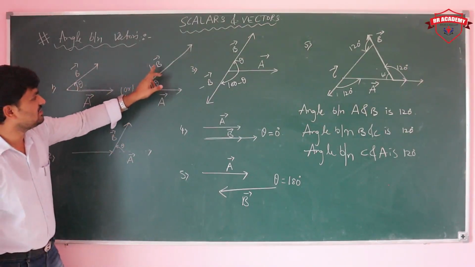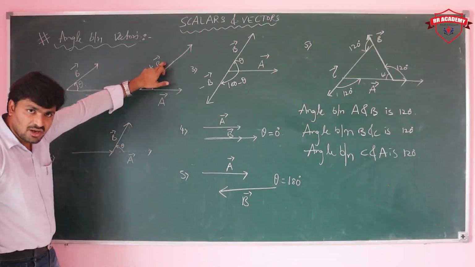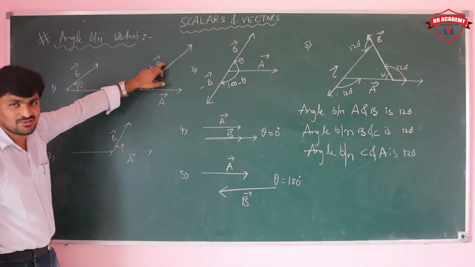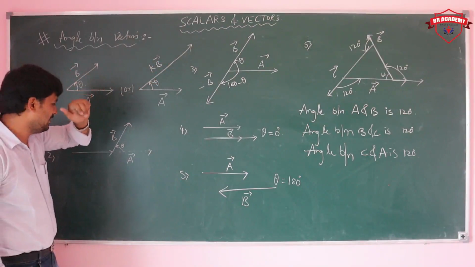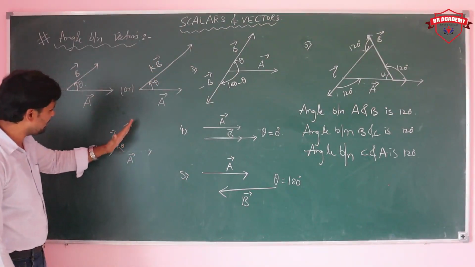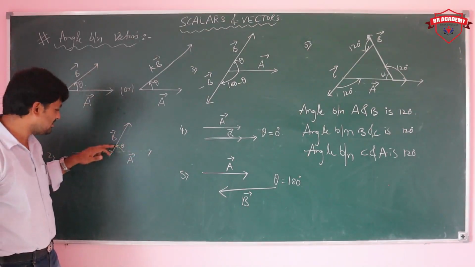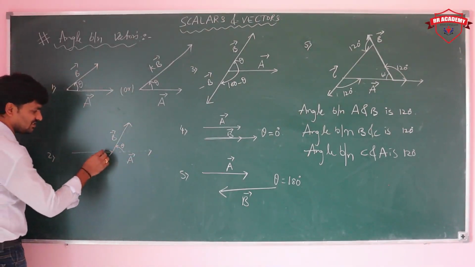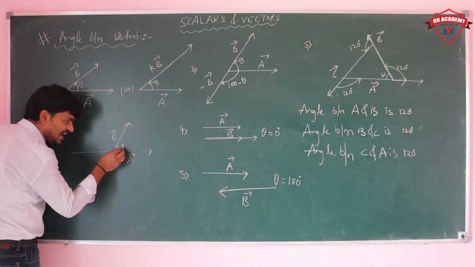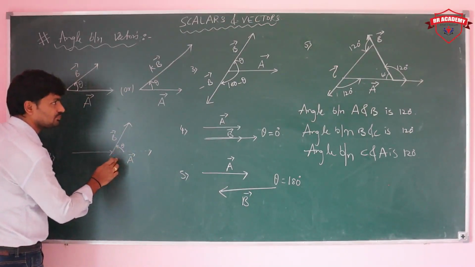And here the B vector is increased by k times. If the magnitude of the B vector is increased by k times, then there is no change in the angle. And here, with extension, if the B vector is here, then we can take the extension of A here. Then this is not the angle between them. We may think this is the angle. No, this is the angle between them, theta.